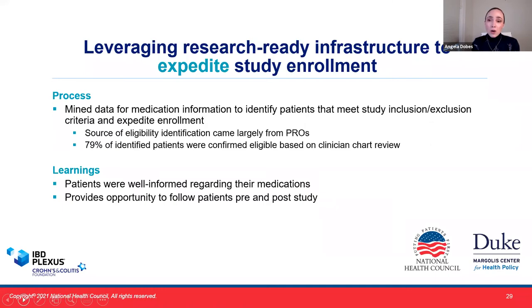When we launched Plexus and the initial study cohorts, we knew that to be successful, our infrastructure and our cohorts were going to have to be able to adapt to researcher and also patient needs. COMPARE is a really great example of how we're able to leverage this research-ready infrastructure, where we're able to mine IBD Partners and Spark IBD patient data to identify patients that met the study's inclusion-exclusion criteria to expedite study enrollment. And this was not like simple IE criteria, where we not only needed access to longitudinal medication data, but also needed to understand start dates associated with that medication.